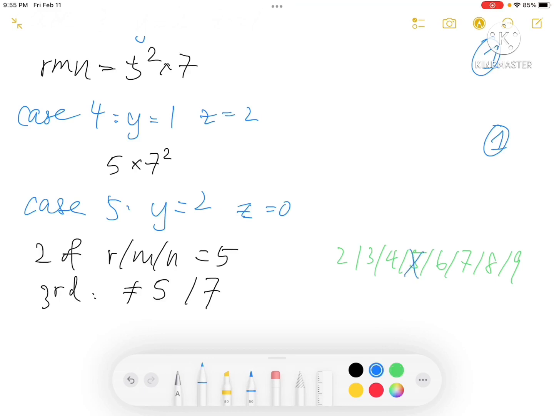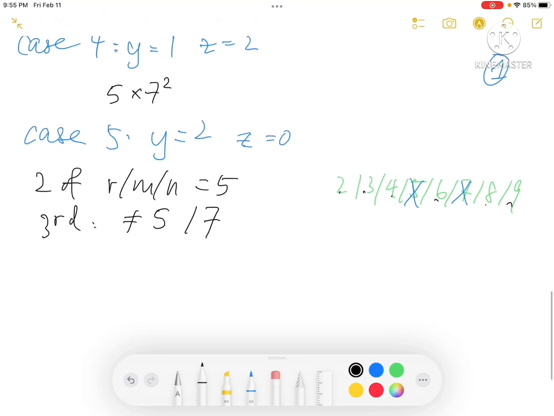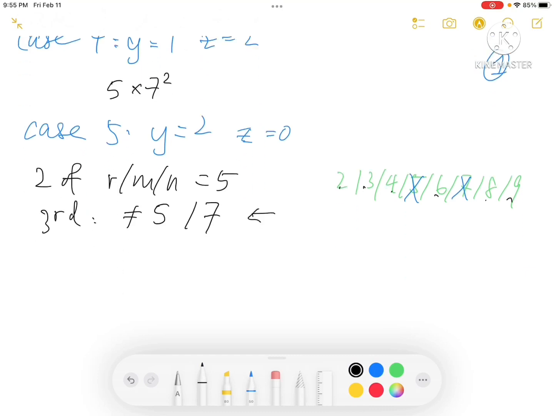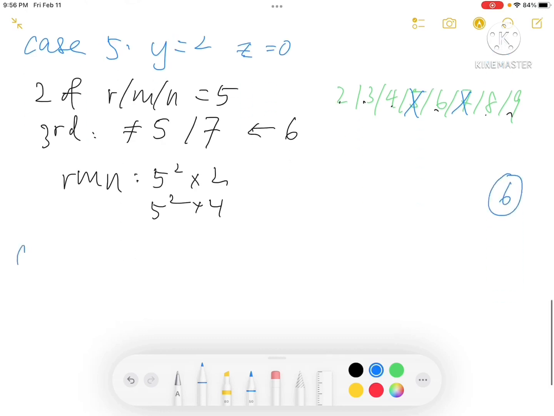But it cannot be equal to 5 or 7. So we only have 6 possibilities for the third number. And the 2 numbers are equal to 5. So possible values of Rmn can include 5 squared times 2, or 5 squared times 4. So in conclusion, there are 6 different values for this case.